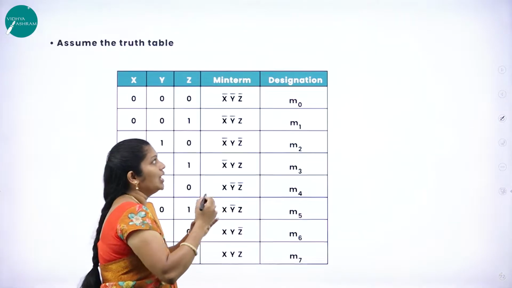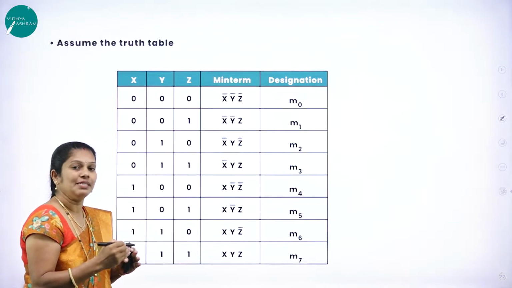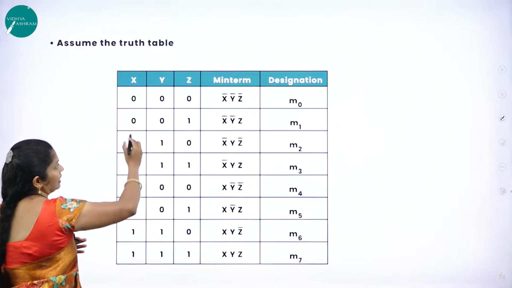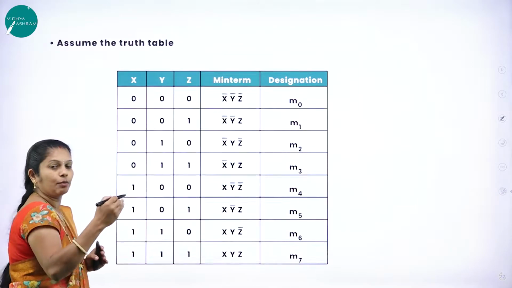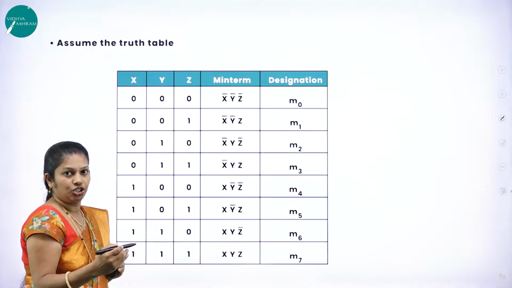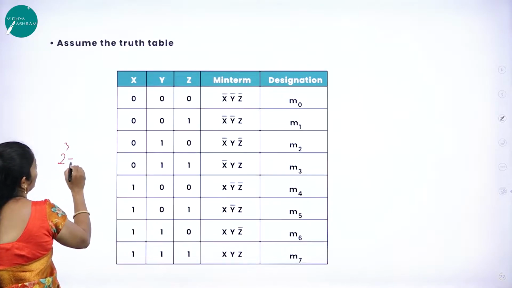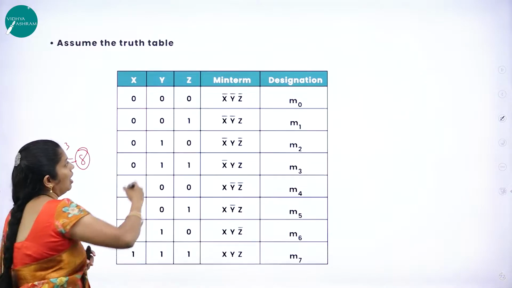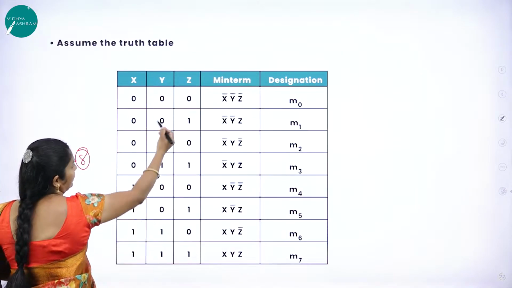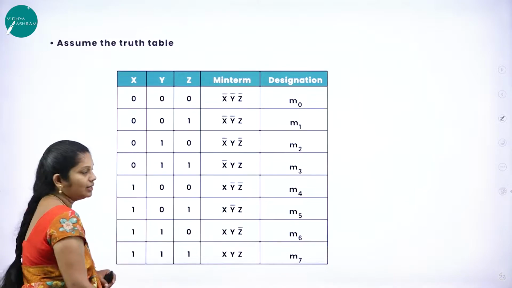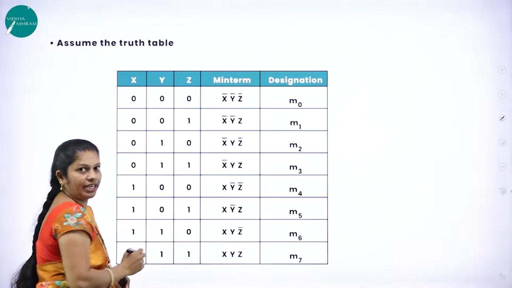Now, we'll explain how to find the designation as well as min term for 3 variables. For example, 3 variables means we get 8 combinations, 2 to the power of 3. Out of 8, there are 4 zeros and 4 ones: 0, 0, 0, 0, 1, 1, 1, 1 for the first column, then 0, 0, 1, 1 repeated, then 0, 1, 0, 1 alternating.